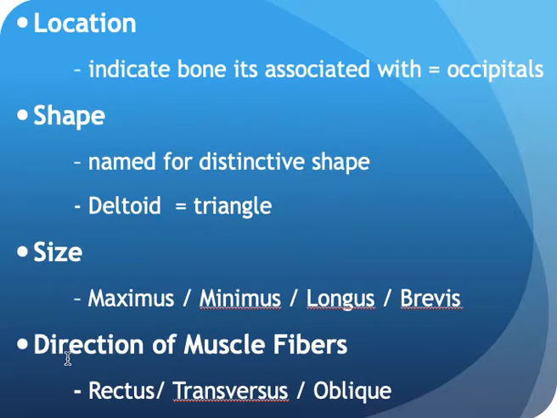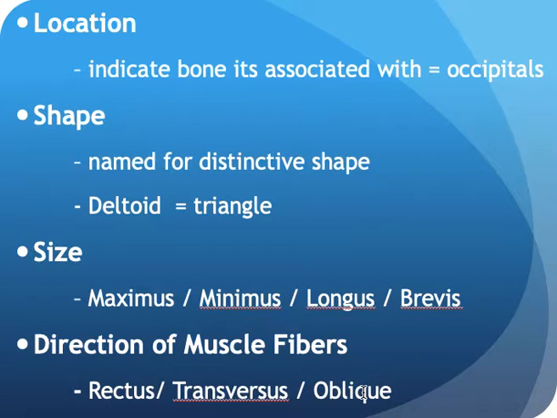Direction of the fibers, we saw in our abdominal muscles, or our core muscles. We talked about how all these core muscles run in different directions, and that allows us to adapt to forces from all these different directions. So you had your rectus abdominis, you had your transverse, and then we had our oblique muscles.